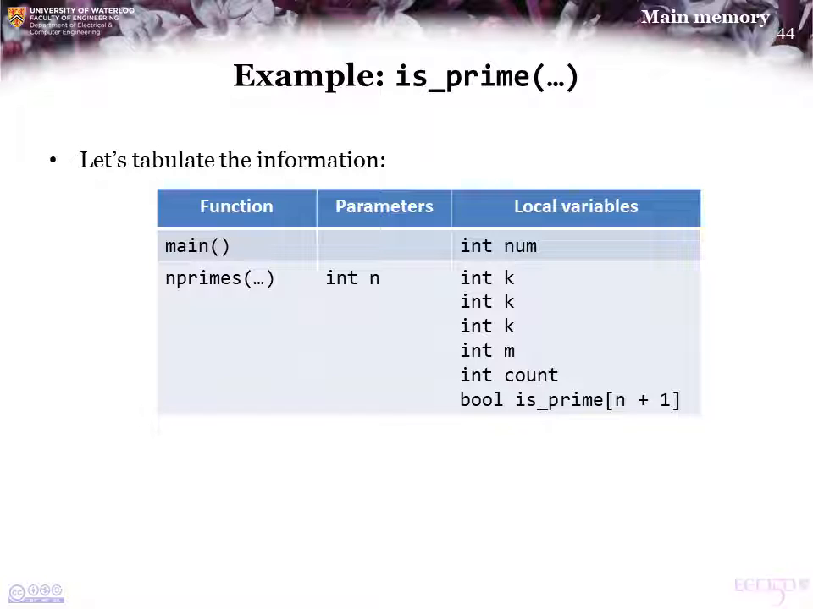Let's tabulate the information about these functions. Main has only one local variable, whereas the function n-primes has one parameter of type int, 5 local variables of type int, and one array of n+1 entries of type bool. Now, an int occupies 4 bytes, a bool occupies 1 byte.